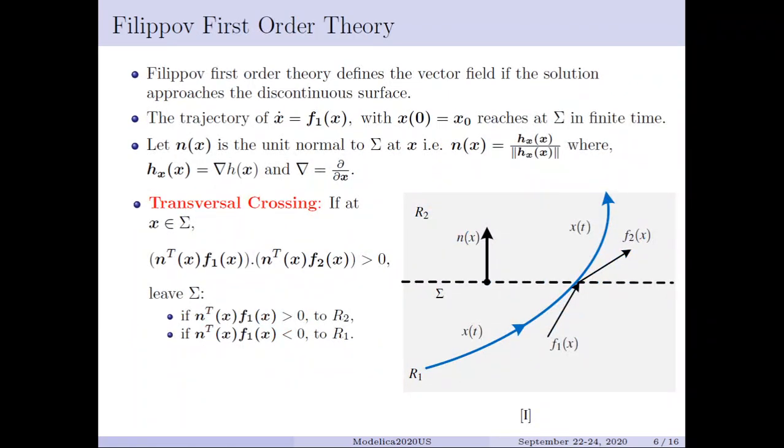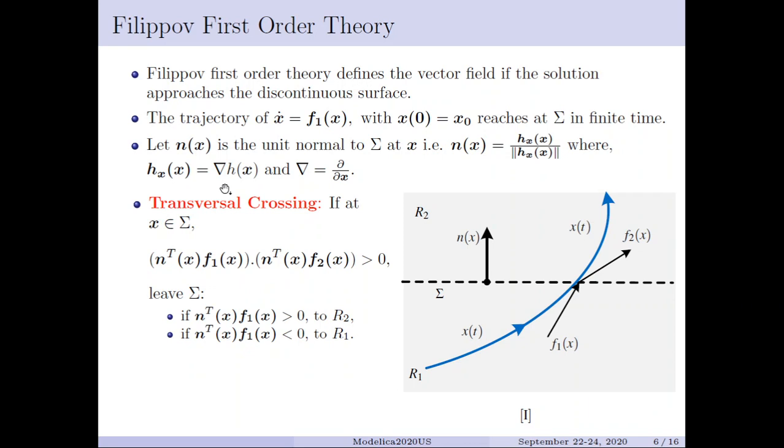Let's say a trajectory x, defined by this differential equation with an initial value x0, reaches the switching surface at any finite time. Now, this trajectory can stay at the switching surface, or it can cross the surface to go to region R2, or it can come back to region R1. Filippov first order theory defines necessary conditions for each of these three possibilities.